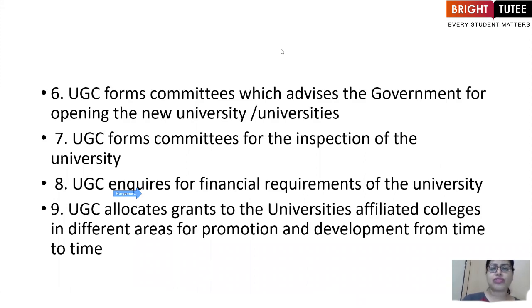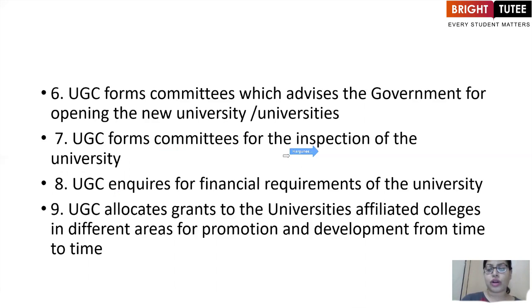From time to time, UGC forms committees which advise the government on opening a new university or universities. They do a need-based analysis, and based on that, they get to know that yes, there is some requirement of opening new universities. They advise the government that there should be one more new university or multiple universities. It forms committees for the inspection of the university to check whether everything is as per the standards or not.